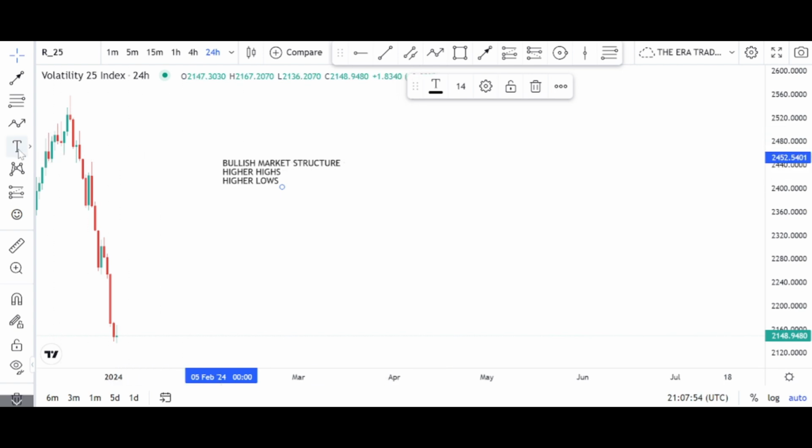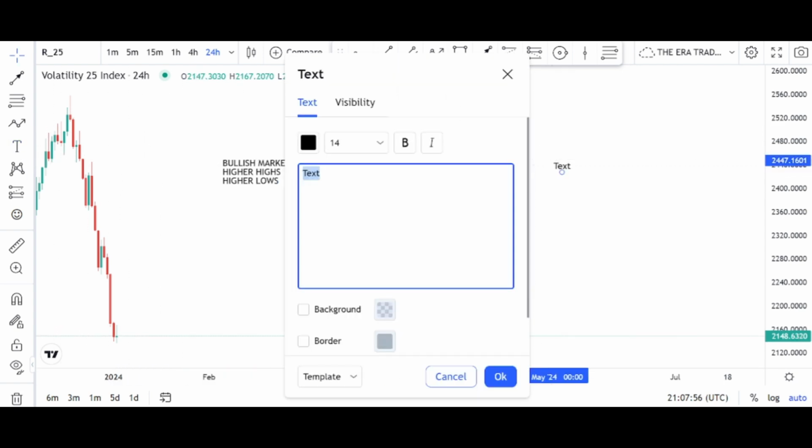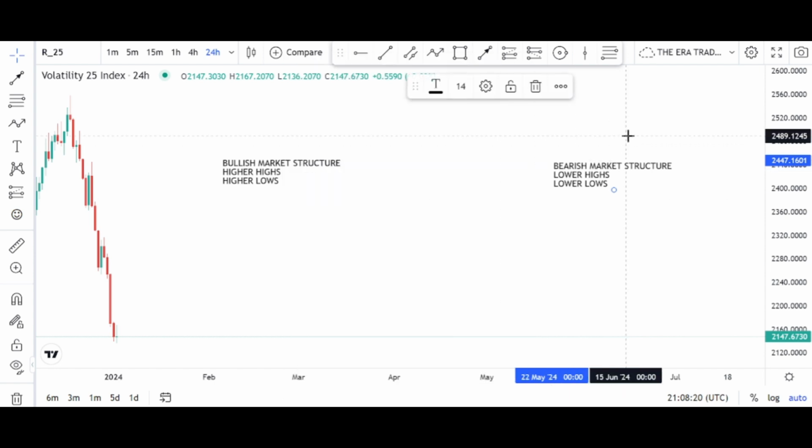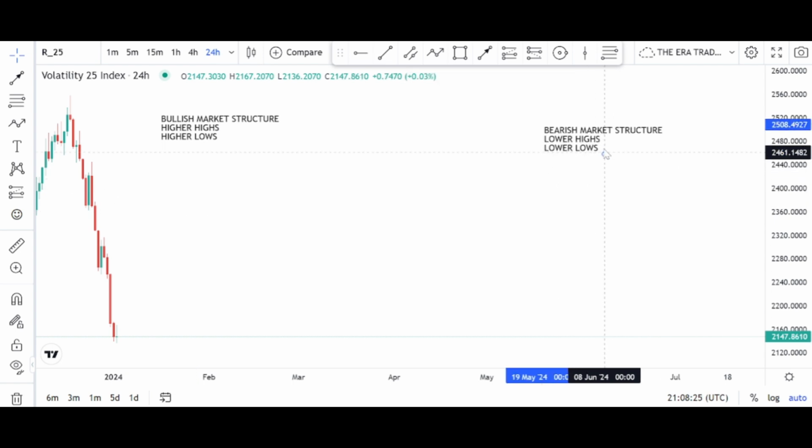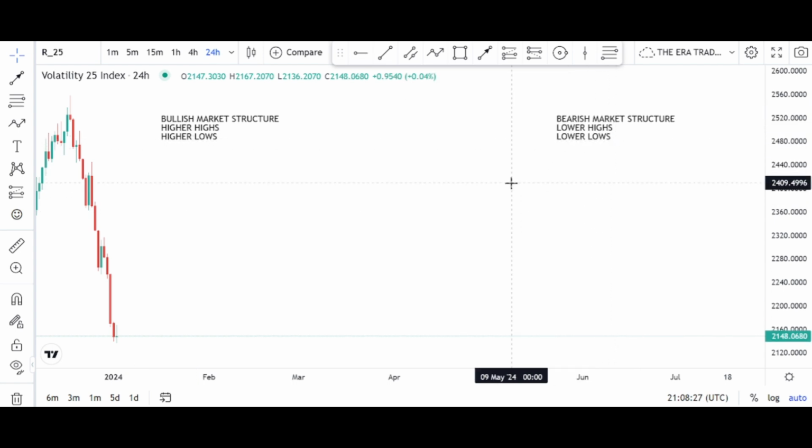while for a bearish market structure, the market forms lower highs, lower lows. Okay, so we have that. We have lower highs, lower lows for bearish market structure, and higher highs, higher lows for bullish market structure.